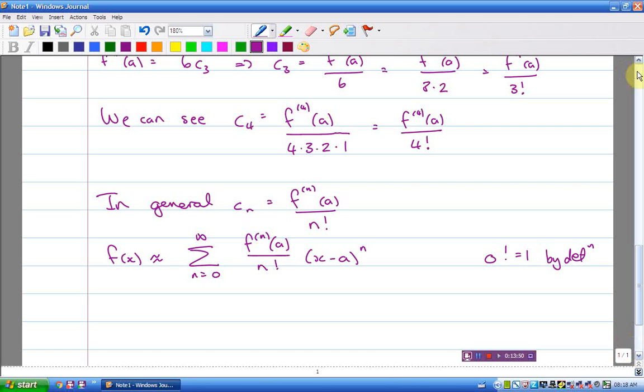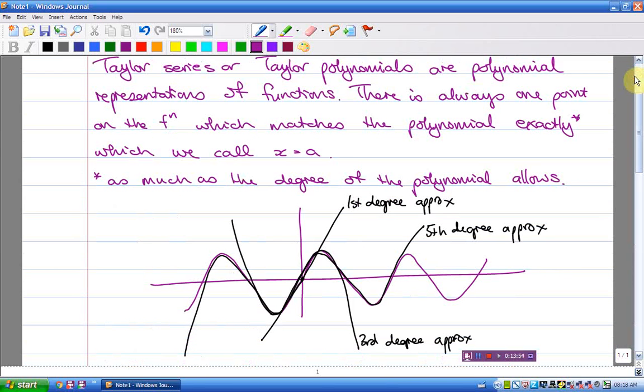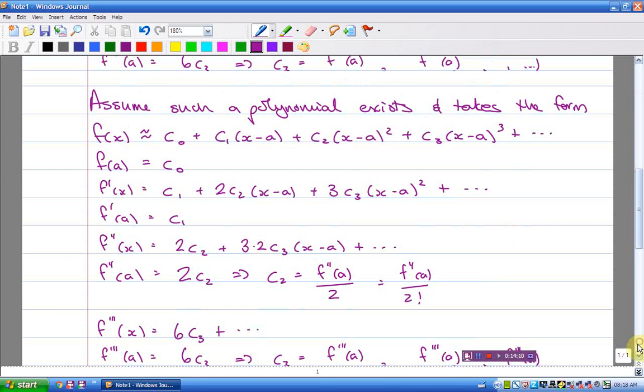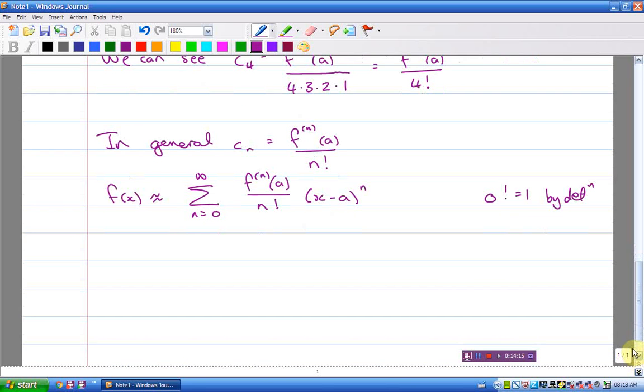Which is why, back in my original little picture, I only bothered drawing the odd degree approximations, because in fact when you actually do the calculations you find out that your even degree terms are all just 0, because you're working out sine at 0. Anyway, if you'd done this in first year, you would at this point have derived the Taylor expansions for all the popular ones. Sine x, cos x, e to the x, and ln of 1 plus x. And they're probably in a box in your textbook, actually.